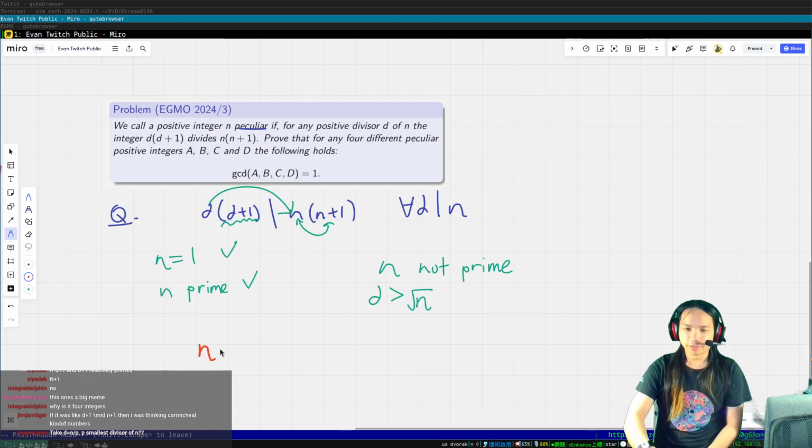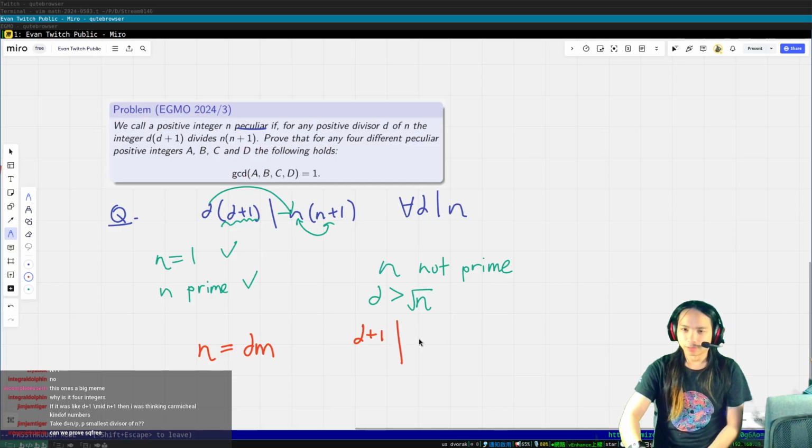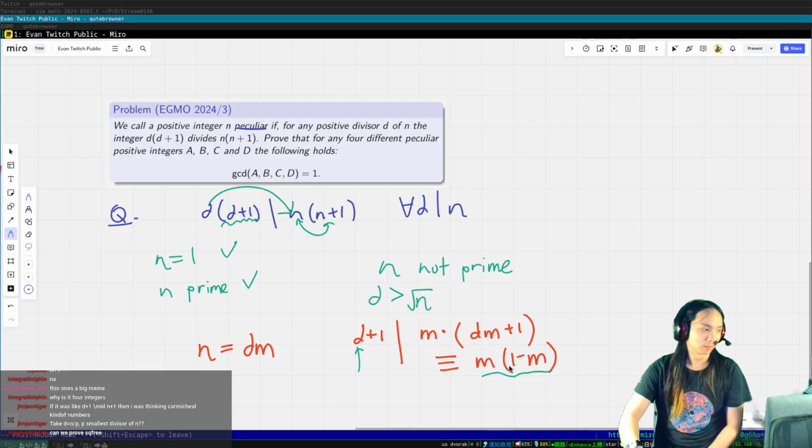How about I do this, okay? We're going to say n is d times m. And then this assertion is that d plus 1 is supposed to divide m times (dm plus 1). And if I take this mod d, this is congruent to m(1 minus m). So if I take d to be a divisor that is pretty close to n, you're going to run into problems in the sense that this thing will be pretty small.